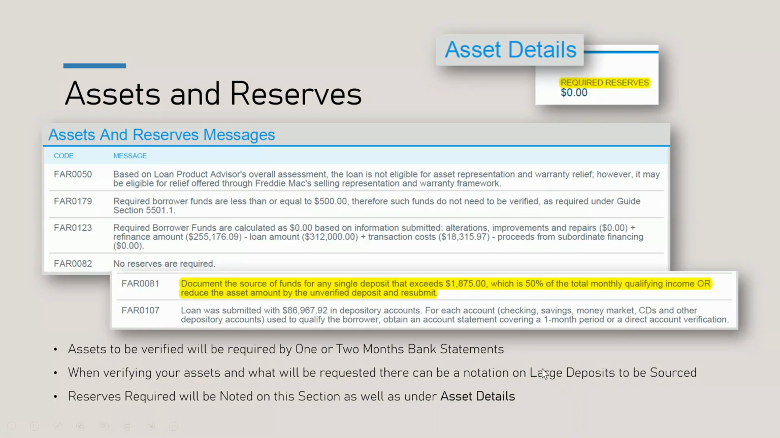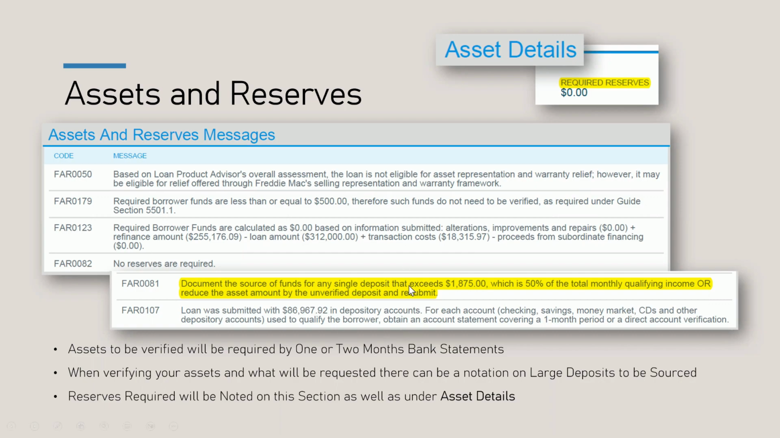Assets and reserves. Same here, make sure you check, as it's going to show whether you're required to have reserves or not. I've had situations where I run DU on a file, and it's asking me for reserves, but the borrower doesn't really have any. So I run LP and it's not asking me for reserves. And it's asking me for pretty much the same documentation, with the difference that it's not asking me for reserves. If it's more beneficial to your borrower, you can change the type of underwriting that you're doing, whether it's DU or LP.